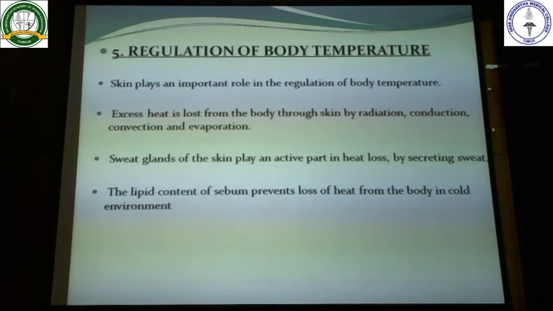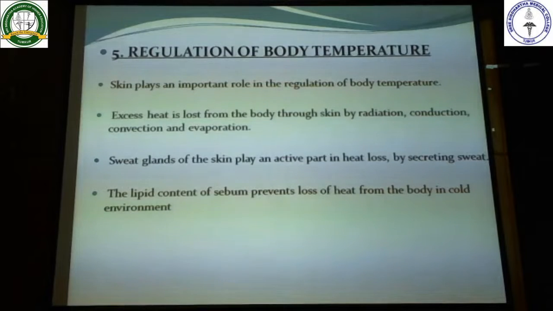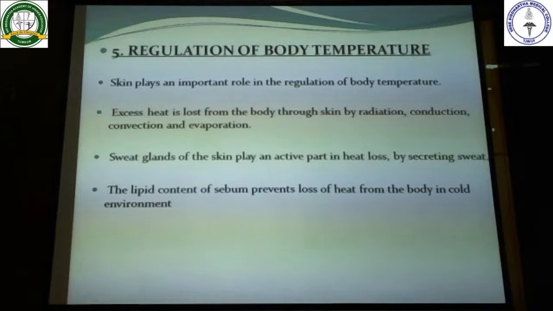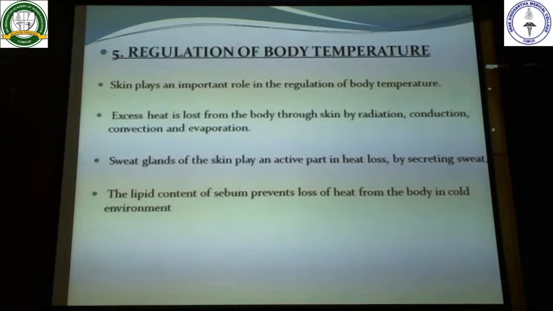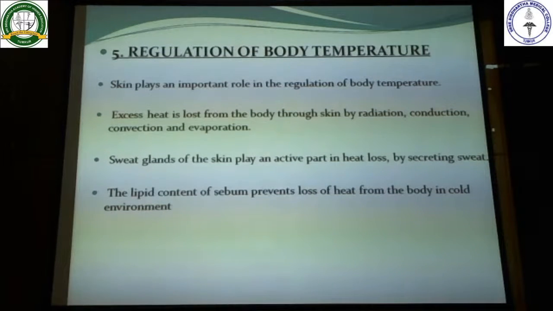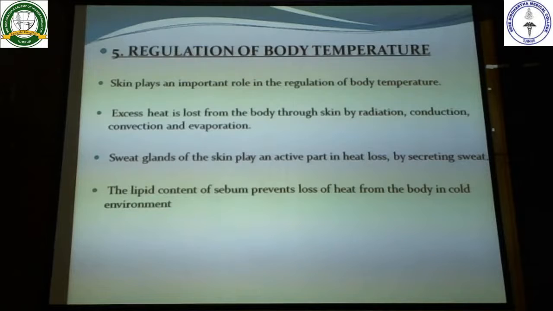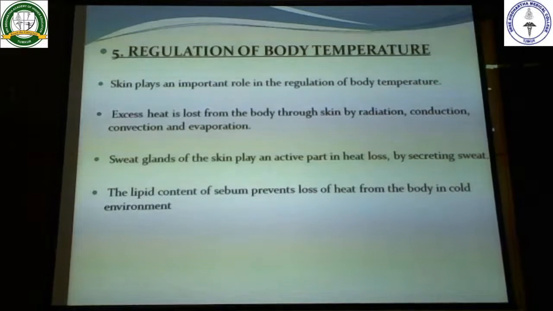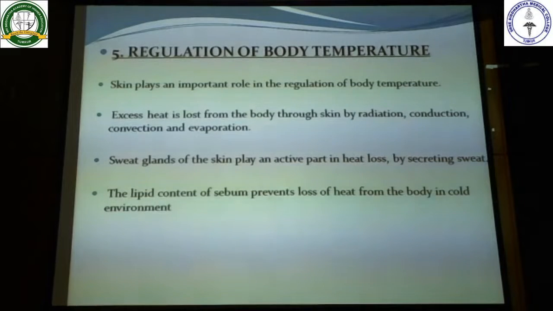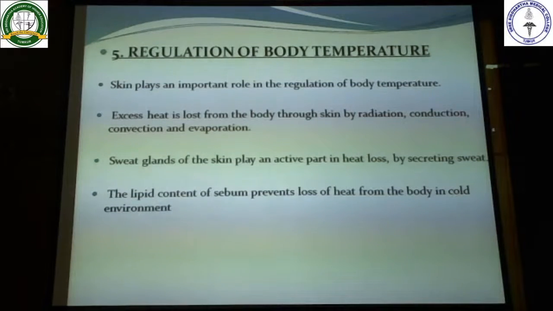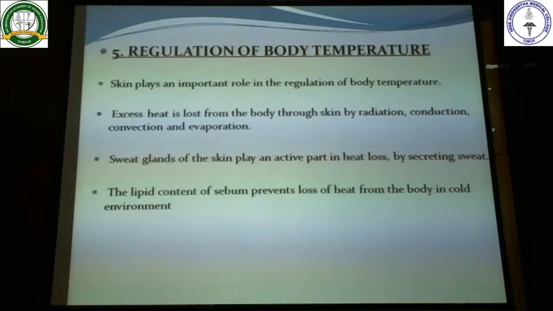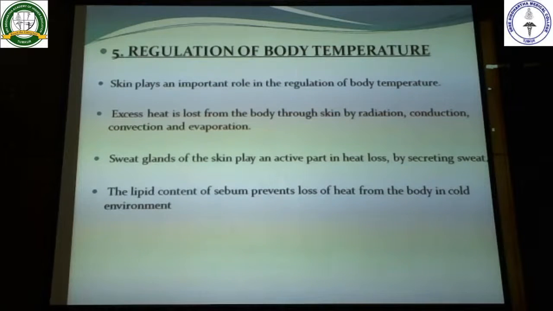Skin definitely plays a very important role in the regulation of body temperature. Whenever there is excess heat in the body, that heat is lost from the body by four mechanisms: conduction, convection, radiation, and evaporation. By these methods the heat is lost from the body, and it helps in the maintenance of body temperature. Next, it also helps in the loss of heat from the body by the production of sweat, right?